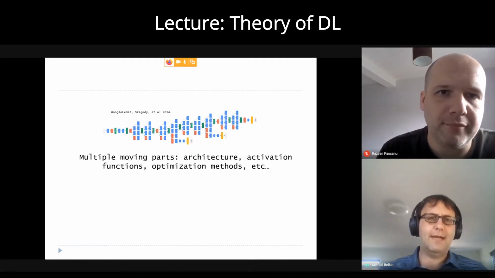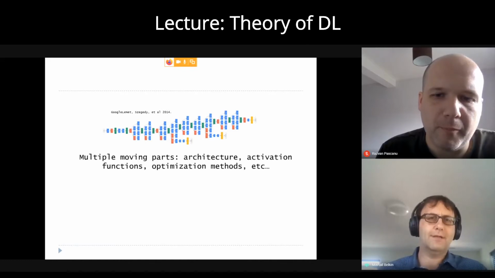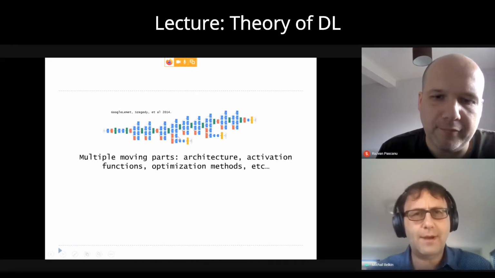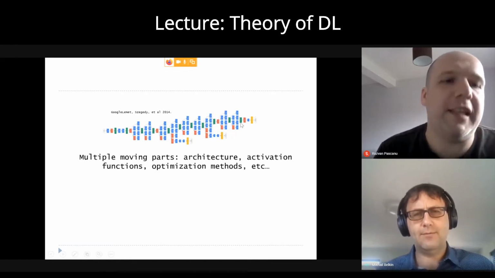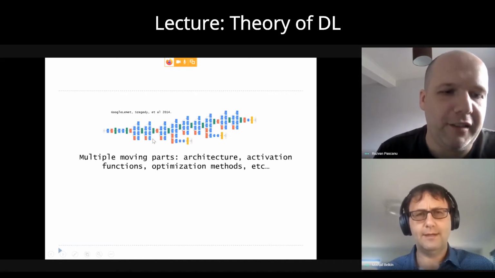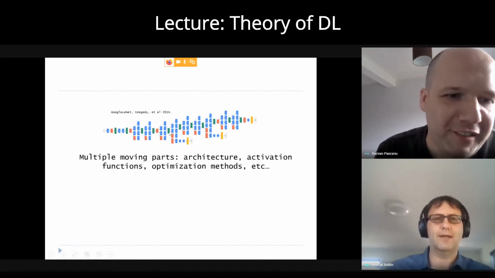And well, as I said, deep neural networks, they're objects like this. Can you see my pointer when I move the pointer here? Yes, we can. Okay, good. So I can point at this.